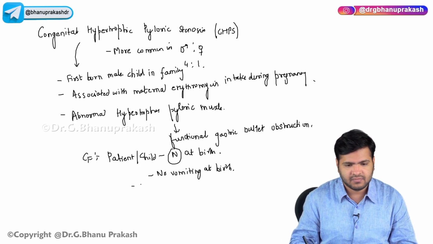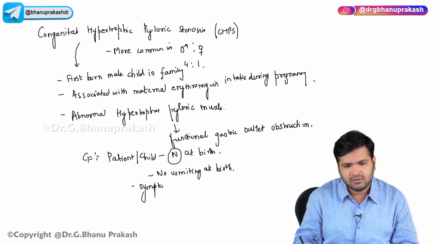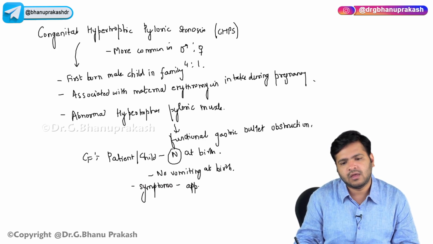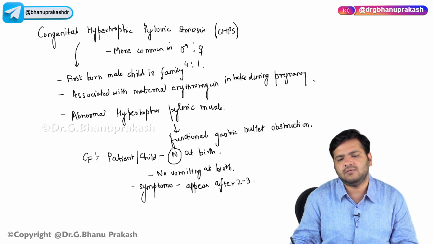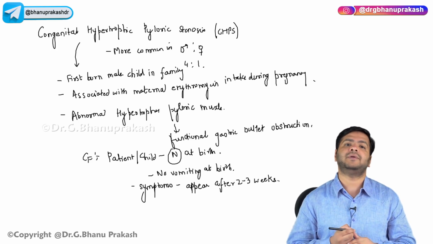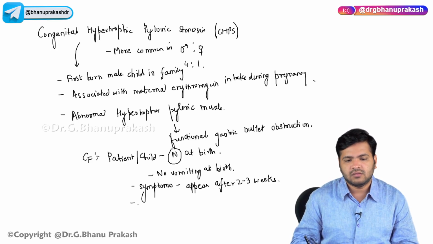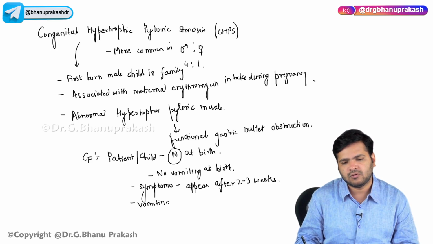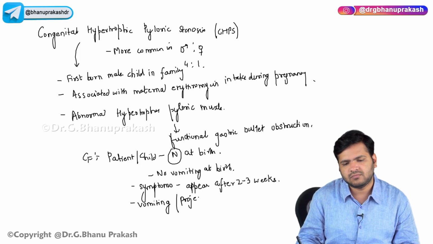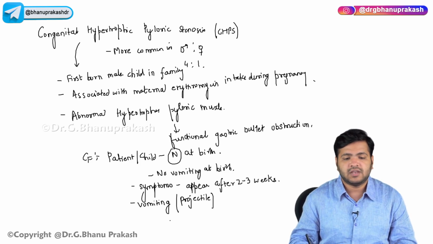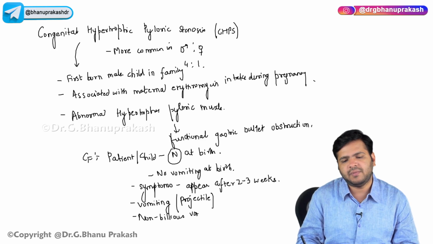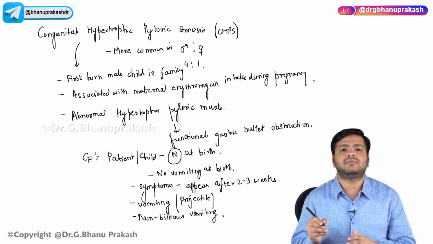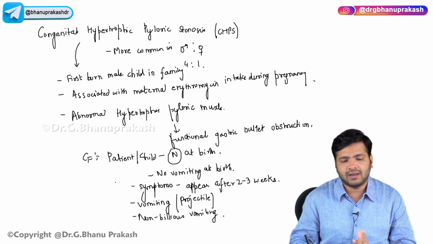The symptoms will appear after 2 to 3 weeks, right? They will appear after 2 to 3 weeks. The vomiting will be projectile, right? It will be a non-bilious vomiting, and the child will suffer as in the case of protein energy malnutrition.